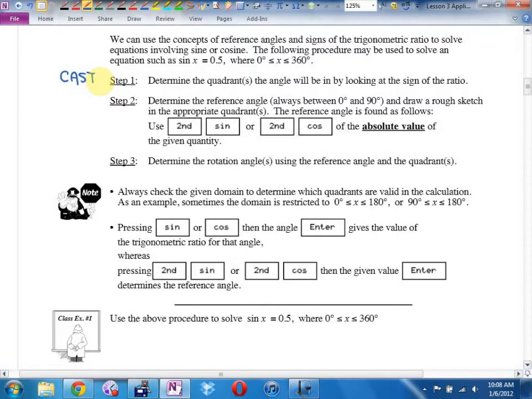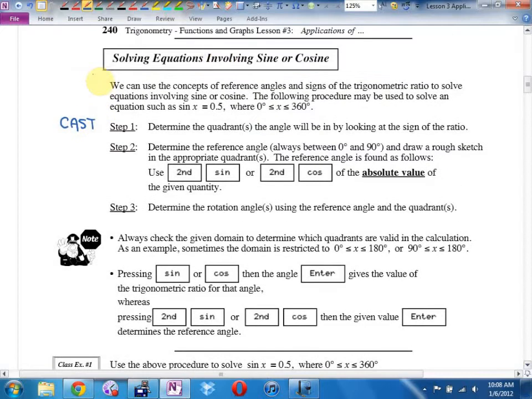In the heading here it says solving equations involving sine or cosine. The method I'm going to show you works for all of them, which is nice. And it's actually a fairly clean, easy method. So step one, use the CAST rule. It's much easier to do it than to read this, they're a little bit verbally expansive, too much English.